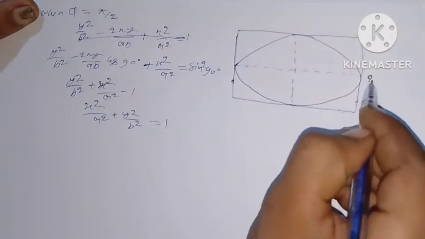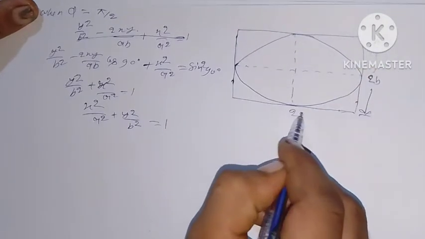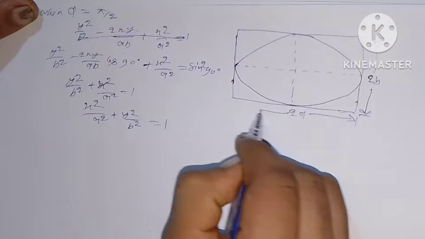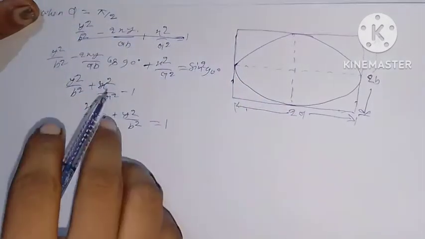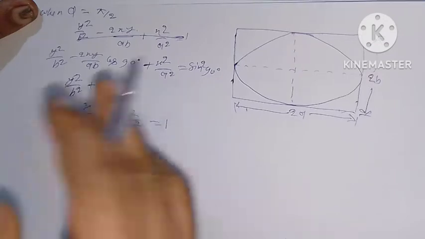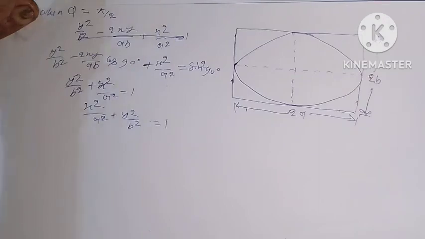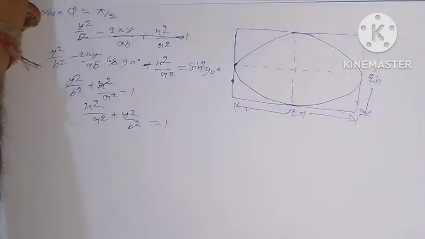This is 2b and this is 2a. This represents an ellipse whose major and minor axis coincides with the coordinate axis as shown in this figure.